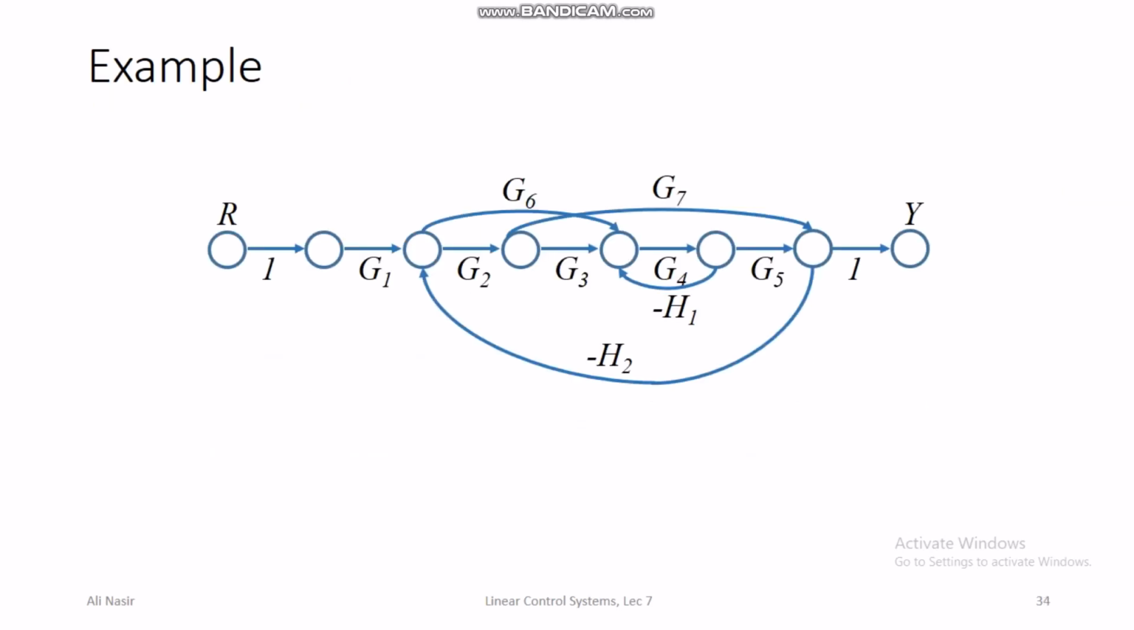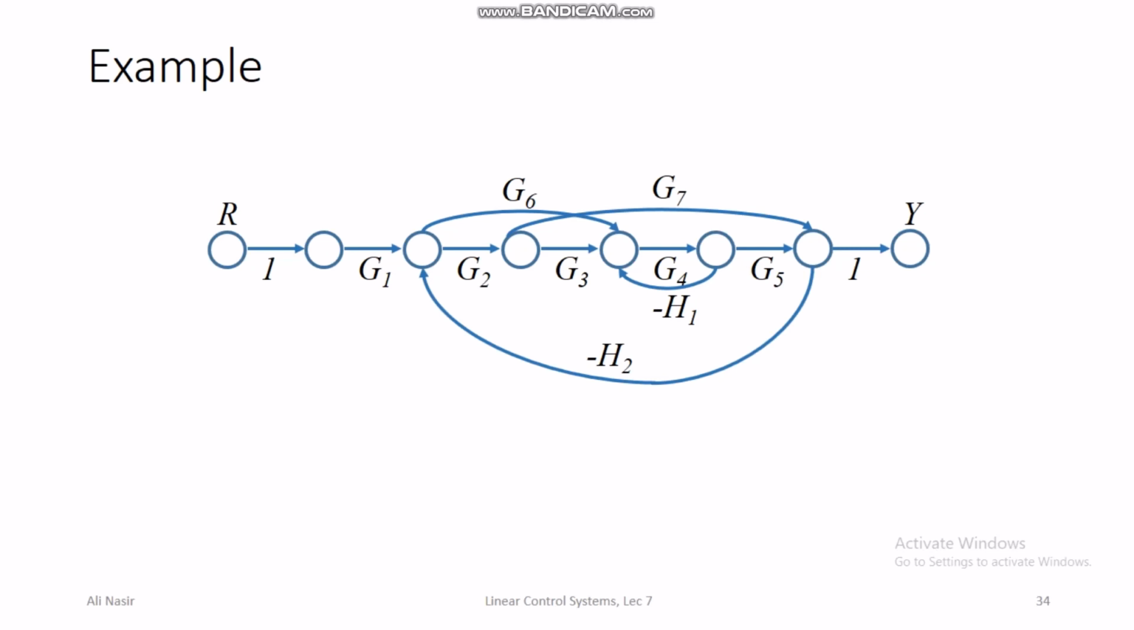So for example, let us suppose we are given this signal flow graph. In this signal flow graph you can clearly see that R is the input node and Y is the output node, because all links are going out of the R. There is no link coming into the node R. So it is the input node, and all links are coming into the Y. There is no link that is going out of the node Y. So that is why Y is the output node.